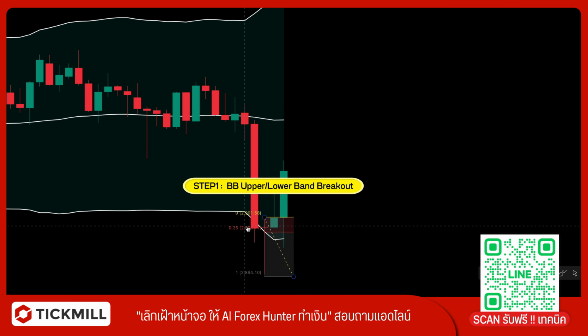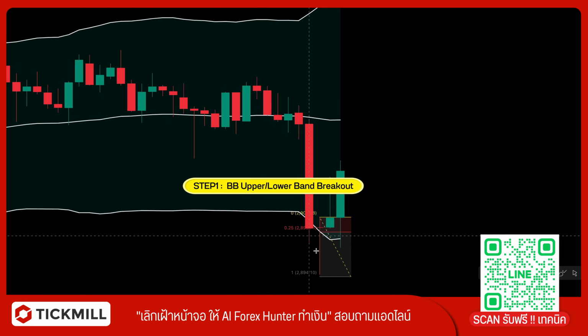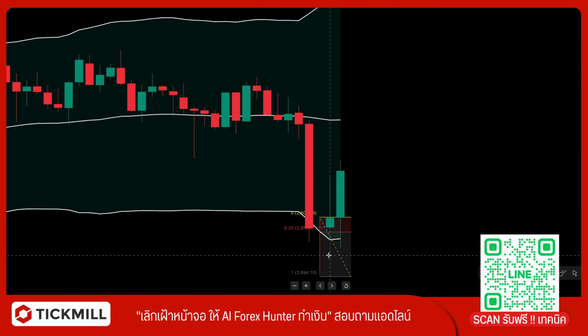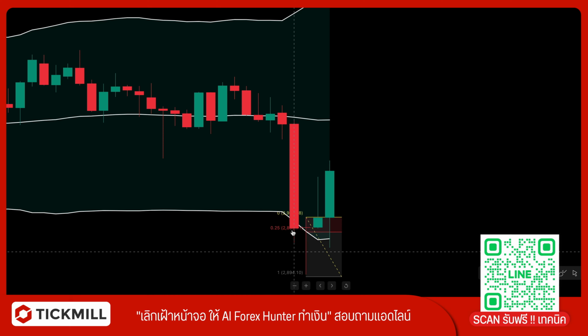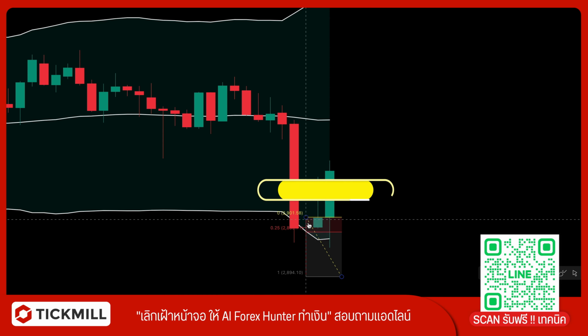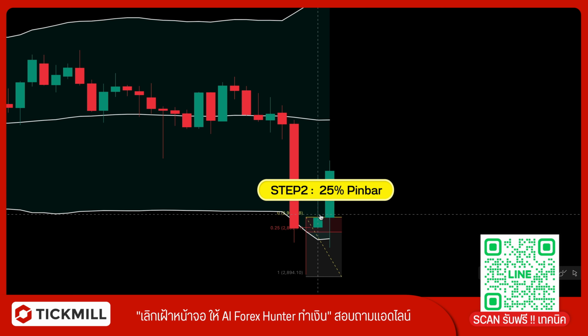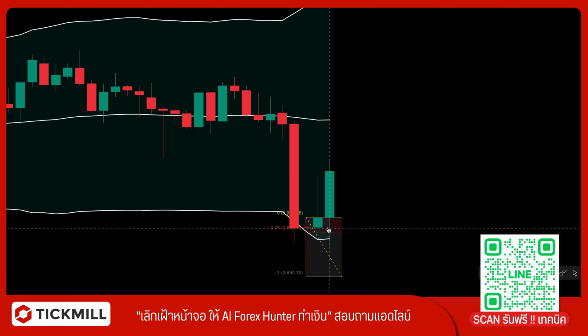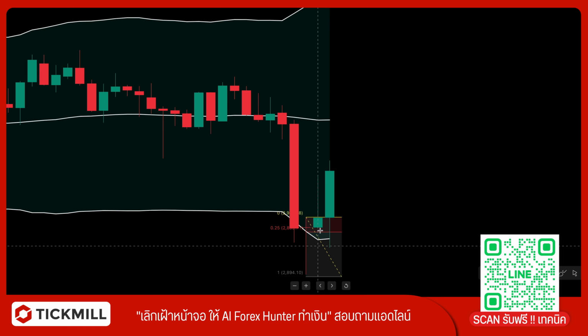As for the second step, closely following, I will wait for a 25% pin bar to form, which I have already prepared here. In this example, it will be in the form of a bullish pin bar. If we are unsure, measure it by drawing a Fibonacci as I taught earlier. You will see that the body is in the 25% zone. Therefore, this is step 2.